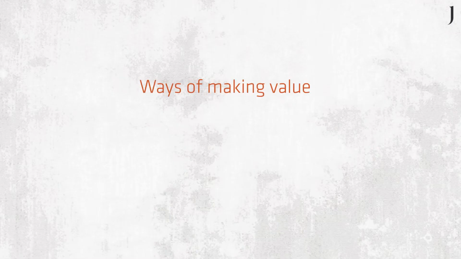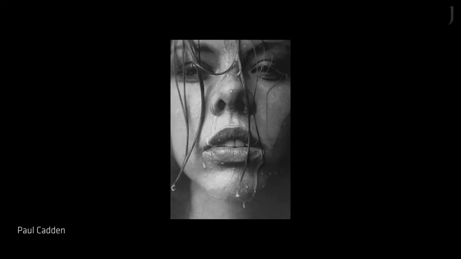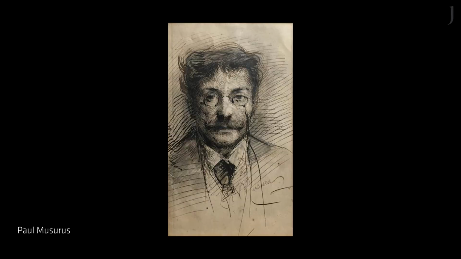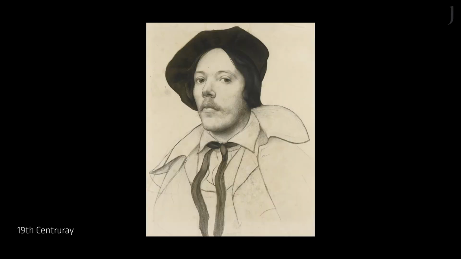Ways of making value. Application of skill. There are many different techniques of applying value in a drawing, such as using hatching, cross-hatching, directional, and stippling. I am going to demonstrate some, but the more that you experiment and reverse engineer the drawings of the artists you most admire, in the end you will be able to find a technique that will best fit your objectives.